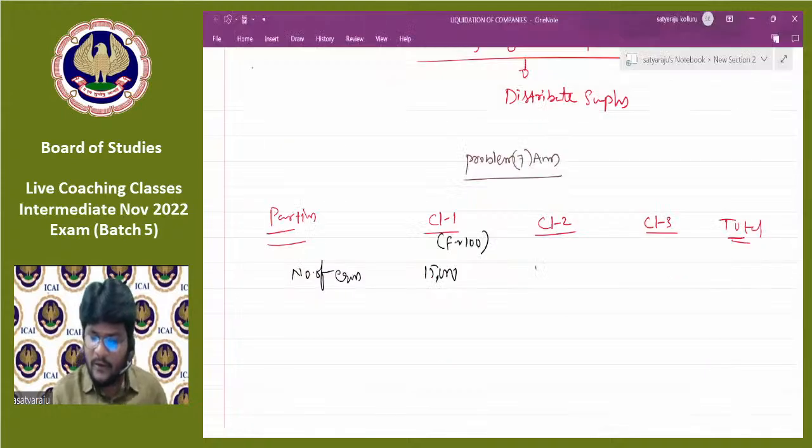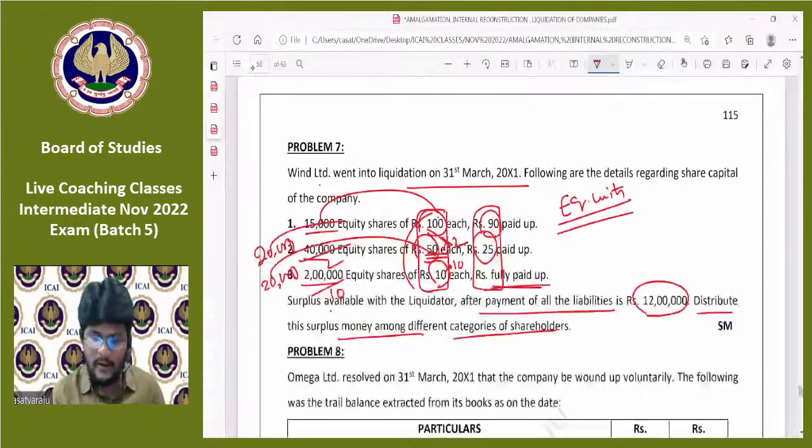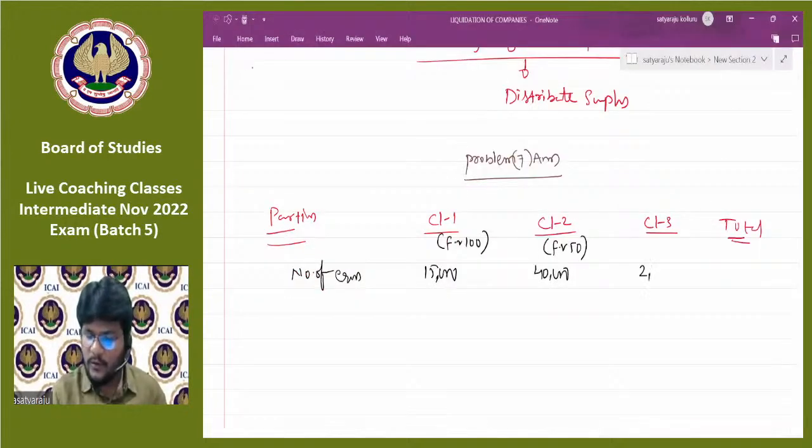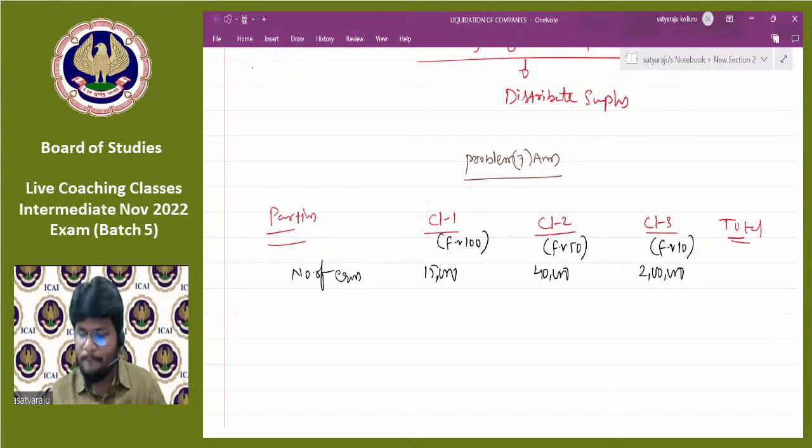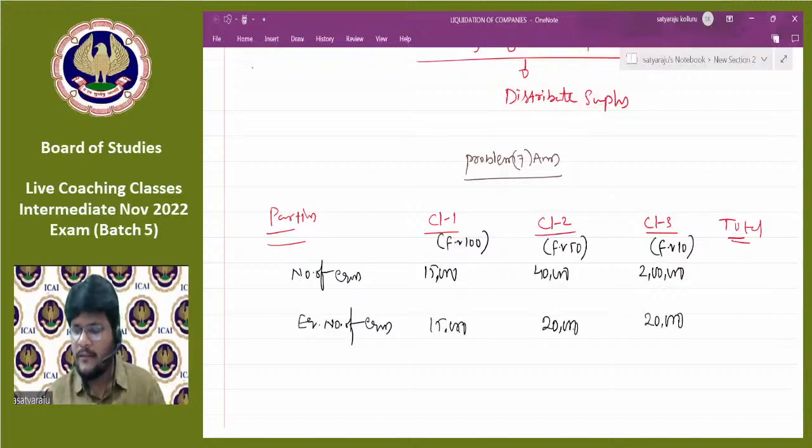And class 2, 40,000 equity shares, face value was 50. Class 3 equity shareholders were 2 lakhs and face value was 10. This is all about number of equity shares. I don't want to put total here. Just please hold for some time. Then equivalent number of equity shares. Here 15,000. Here divided by 2, 20,000. Here divided by 10, 20,000. Am I right? All of you.